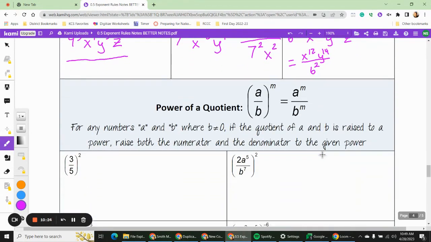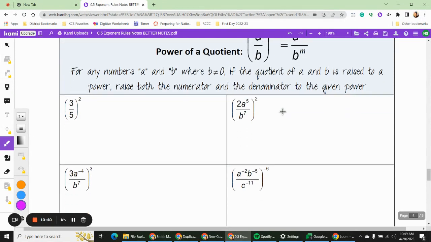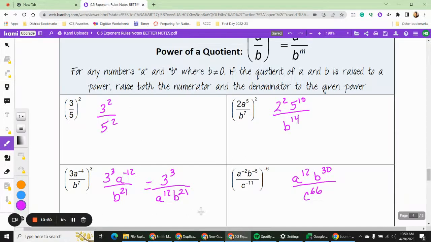The power of a quotient, very similar to what we just did. Basically, if we have an exponent outside the parentheses, we need to multiply the exponent times the top part and the bottom part, the numerator and the denominator, everything that's inside parentheses. So try to follow along and write out what these would be. Now take a moment and just double check your work here. You'll have some opportunities to practice after this.